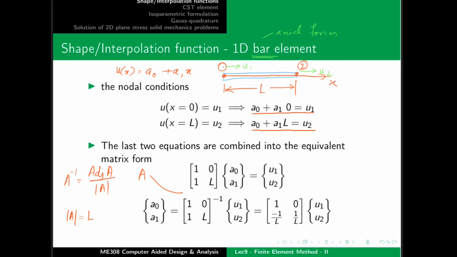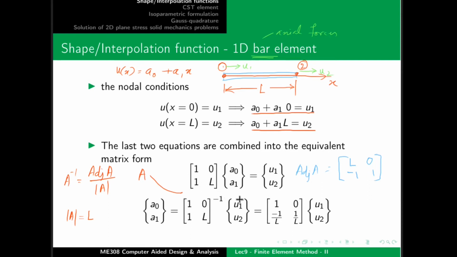So the adjoint will be: we have to interchange the diagonal elements a11 and a22, so we will put L and 1 here. The other elements, that is a12 and a21, we simply multiply by minus 1. So 0 will again remain 0, 1 will become minus 1. So this is the adjoint matrix for this 2 by 2 matrix, 1 0 1 L.